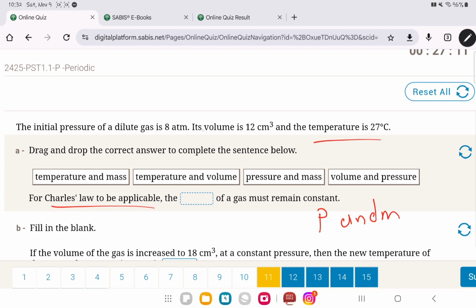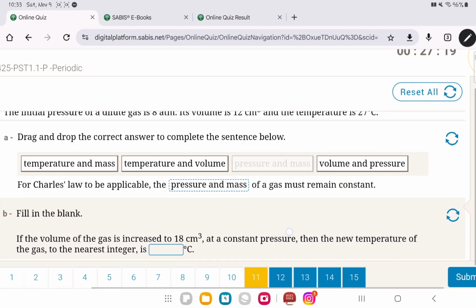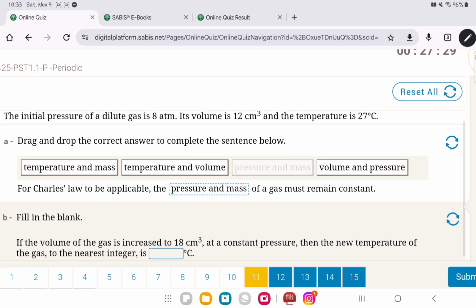Otherwise, the temperature and the volume should not remain constant. So what should be constant? The pressure and the mass. Now, if the volume of the gas is increased to 18 centimeter cubed at a constant pressure, then the new temperature of the gas to the nearest integer is.